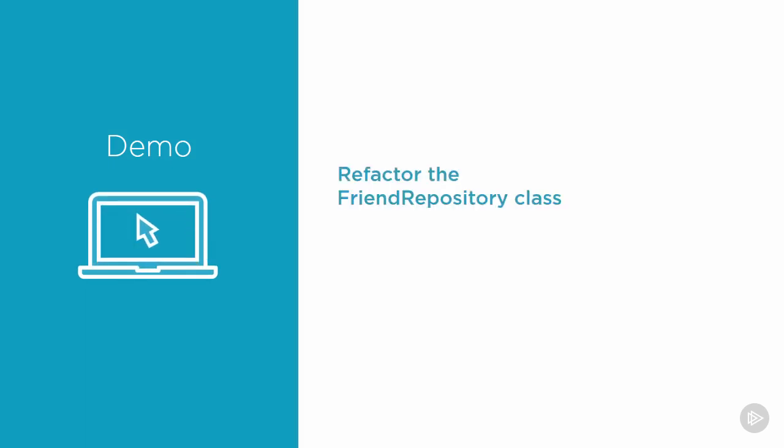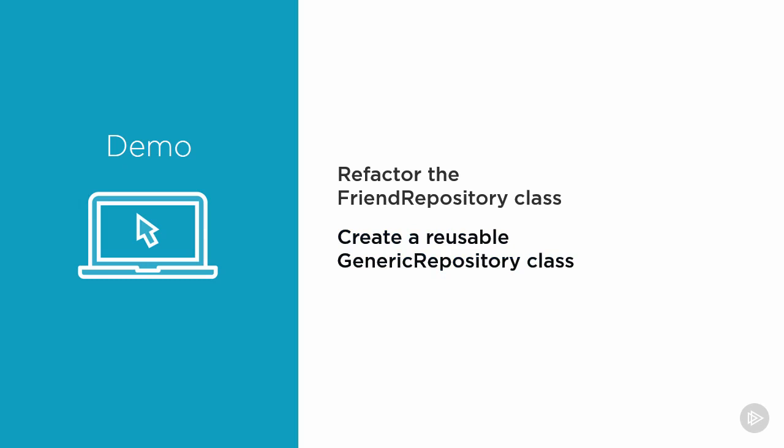In this demonstration you will refactor the friend repository class together with me so that we can reuse its logic also for other entities and not just for the friend entity. You will learn how to create a reusable generic repository base class. Let's switch to Visual Studio.